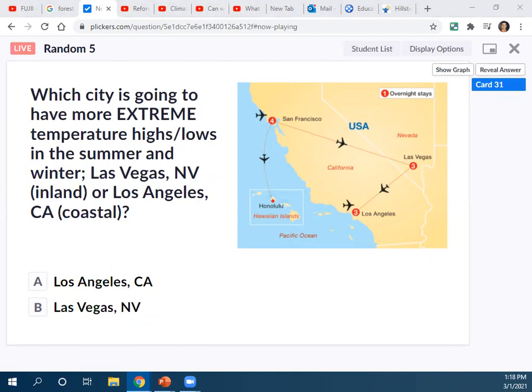Shout outs to Diego Perez, Joseph, Lakia, Sanaya, and Angel. The correct answer is going to be letter B. Why? Because Vegas is in the middle of a desert. Deserts are hot during the day, cold at night. Solids heat up faster than liquids. So if you're near water, it's going to be more moderate. Surrounded by land, going to be more extreme.